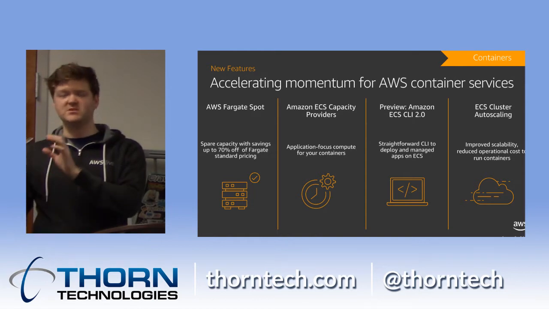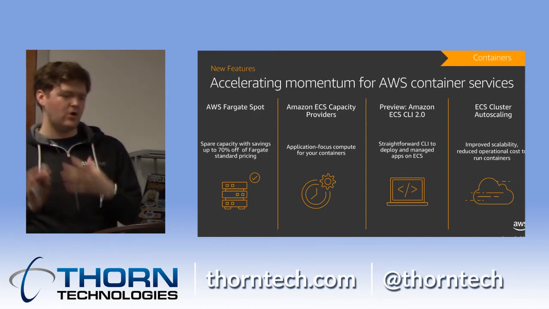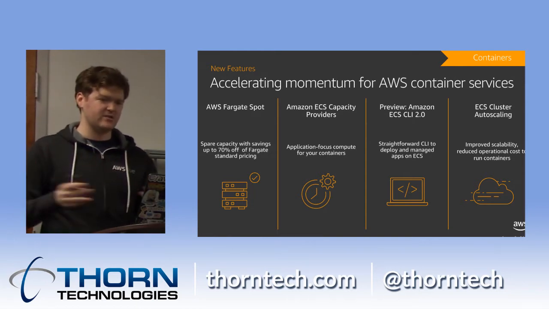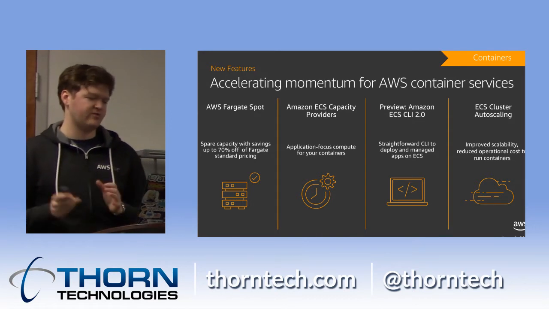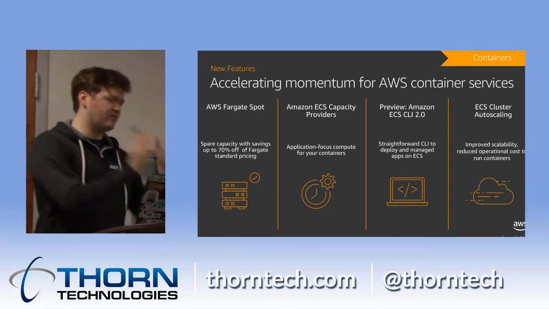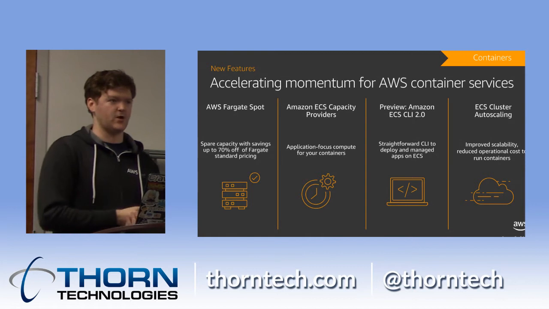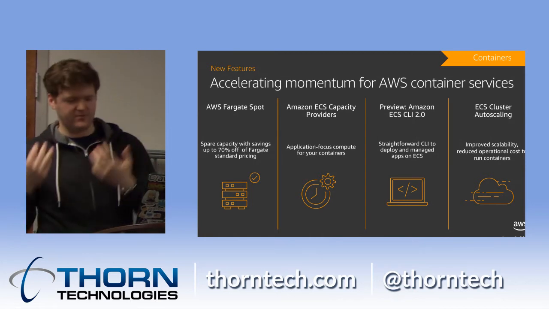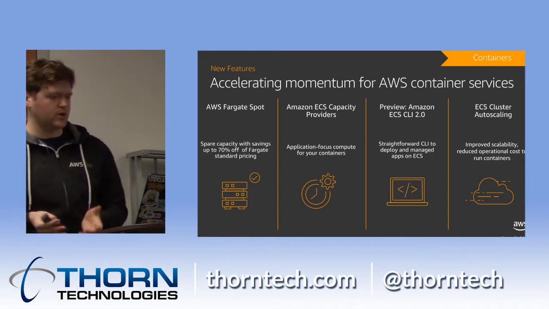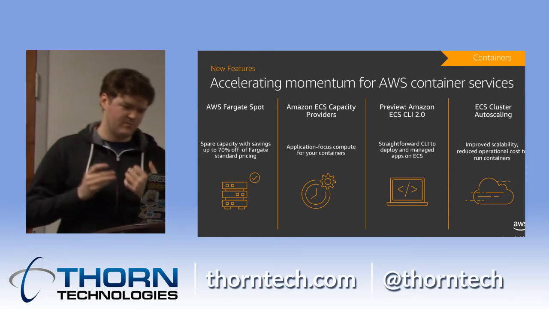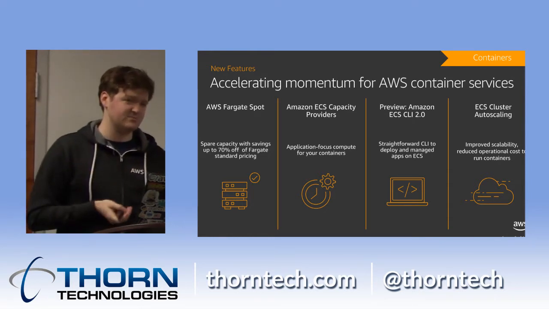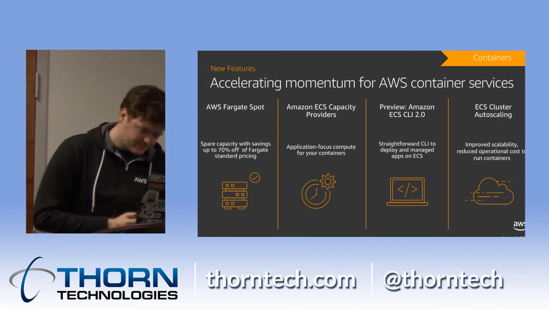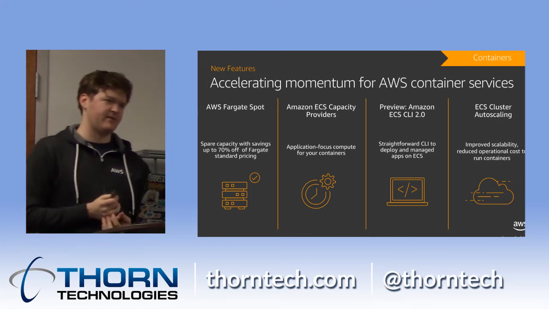EC2 customers have been using this for a while. There's a lot of really good ways to handle auto-scaling and running cyclical workloads or non-mission critical workloads that don't need to be persistent. We've recently brought it to AWS Fargate. So you can use that with Fargate with completely serverless workloads with up to 70% off. So very valuable. Next, we have Amazon ECS capacity providers.